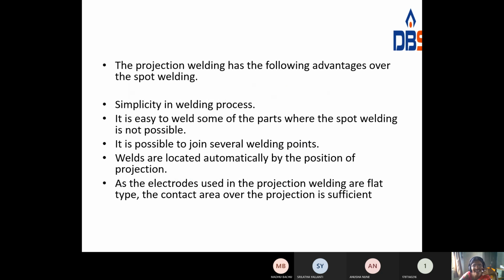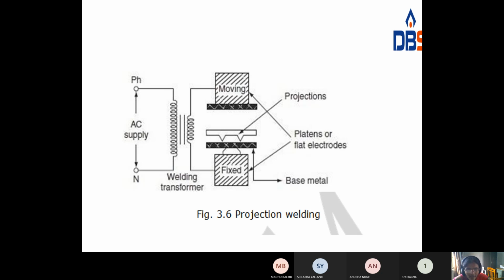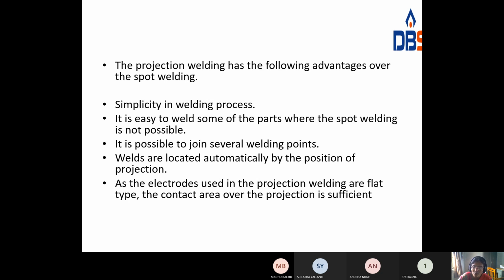So projection welding has the following advantages. Here also the process is the same. Here we join this metal plate and this metal plate, but you use very high mechanical pressure, and that's why you use the platens in between. That is the only difference between projection welding and spot welding. So projection welding has the following advantages over spot welding.